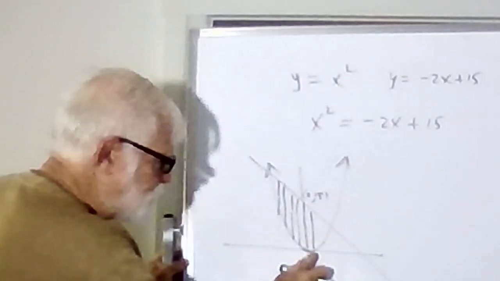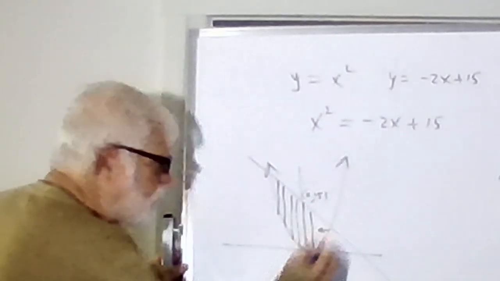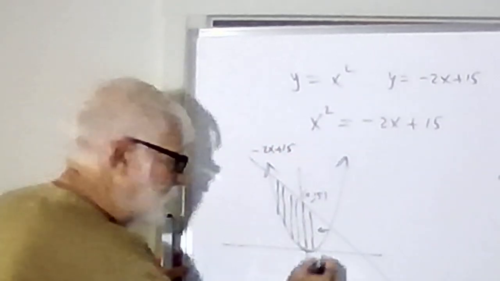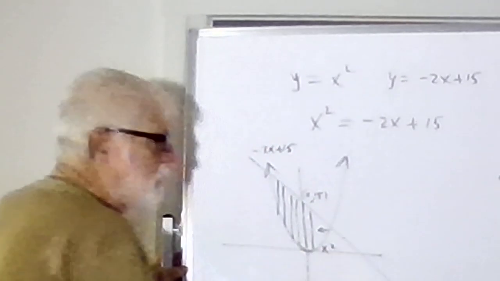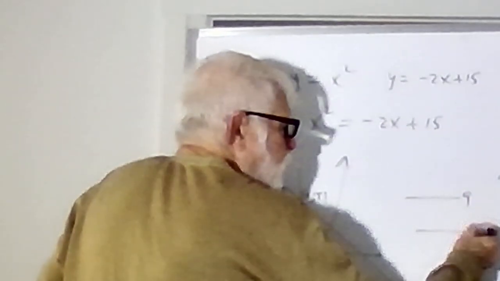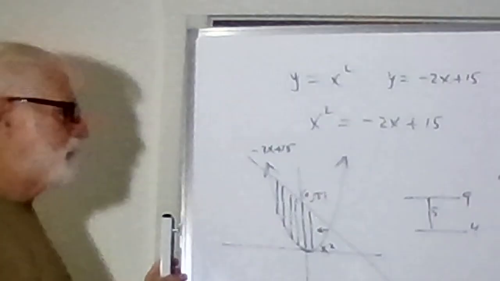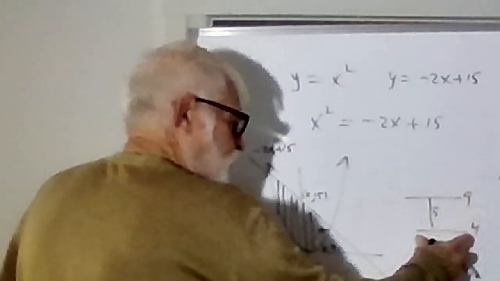And what's the change in x? Well, that's going to be our dx. And what's going to measure the height? Well, we have two curves. We have minus 2x plus 15, and we have x squared. Just like we have two altitudes, for instance, 9 and 4. What's the difference? No, I think it's 5 units. And ask yourself, how did your brain do that? You took the top value and you subtracted the bottom.